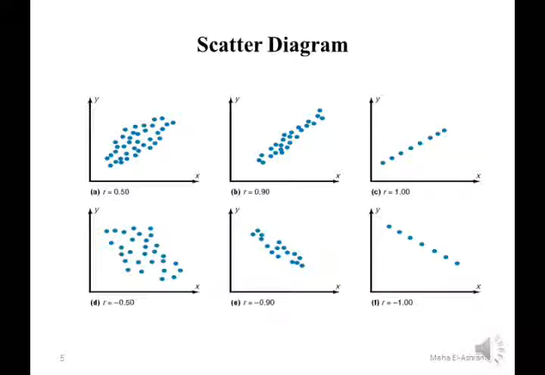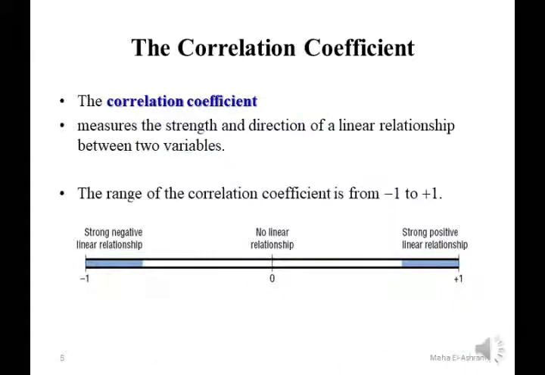In addition to the scatter diagram, in statistics we have measures that can help us figure out both the direction and strength of a linear relationship between two quantitative variables, which is what we call the coefficient of correlation, or sometimes people call it the correlation coefficient. And this is what we're going to talk about now. So the correlation coefficient is a measure that can help us indicate the direction and the strength of the relationship between two quantitative variables.